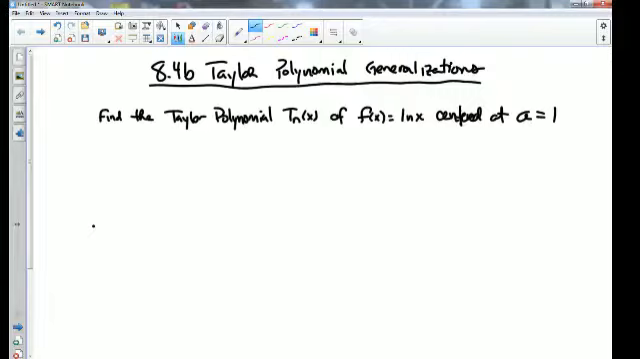Taylor polynomial generalizations: what you're going to do is either be given a Taylor polynomial or be asked to generate one, and then you'll need to generate the nth term. That's why we have an n here, and we didn't say degree 3 or degree 4 or fifth term. It's speaking in generalities. The formula you generate is going to generate any term. If you plug n equals 1 in, it'll give you the first term.